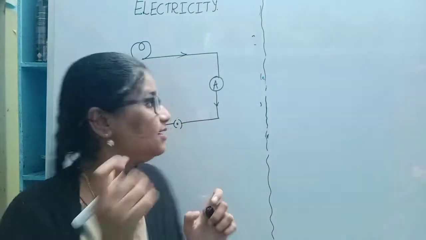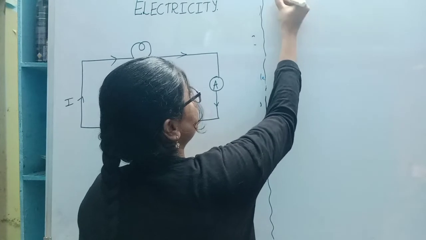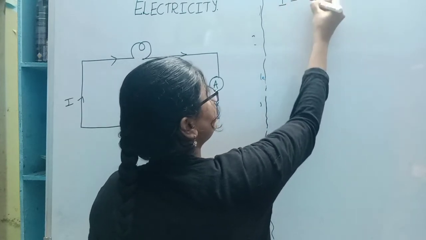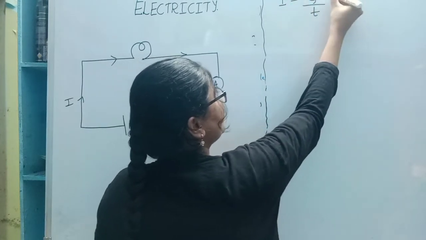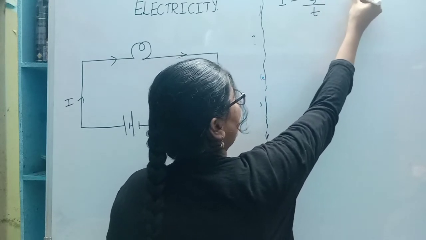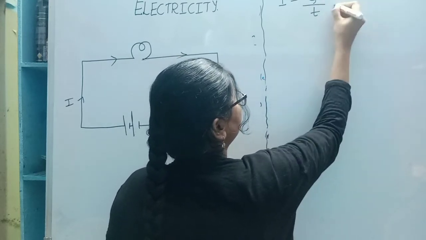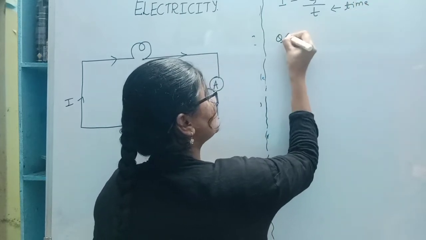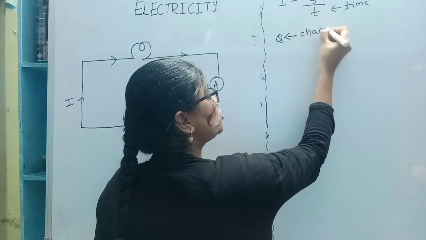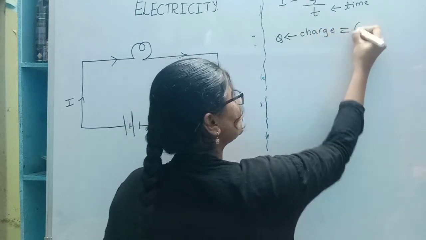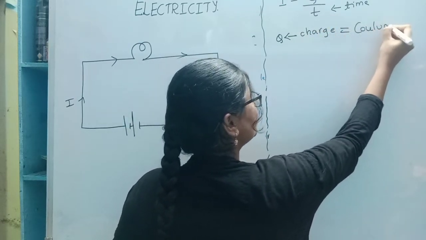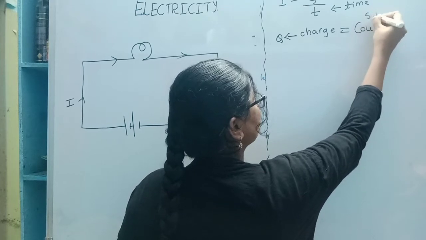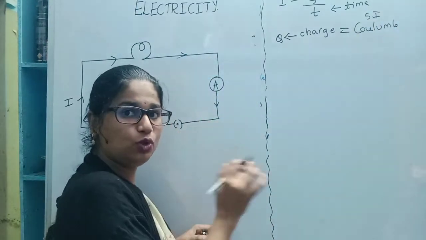So let us say I denotes electric current. It is given by Q by T, where Q is the charge and T is the time. The SI unit of charge is the coulomb.